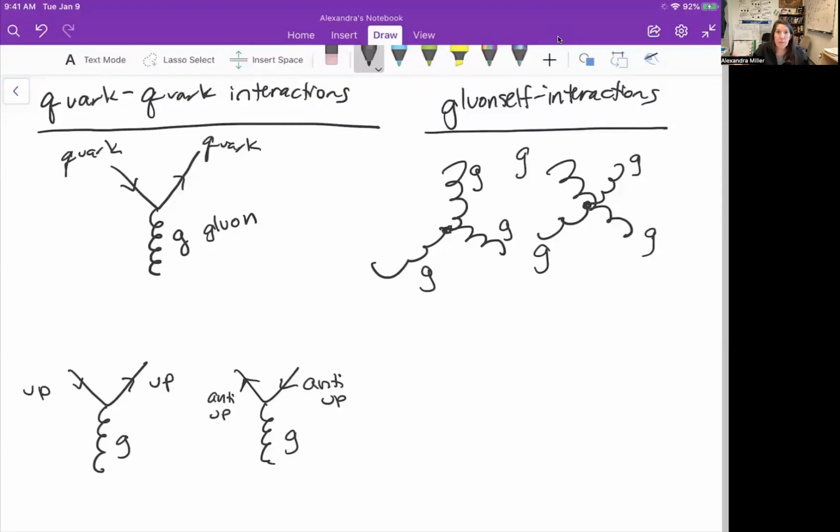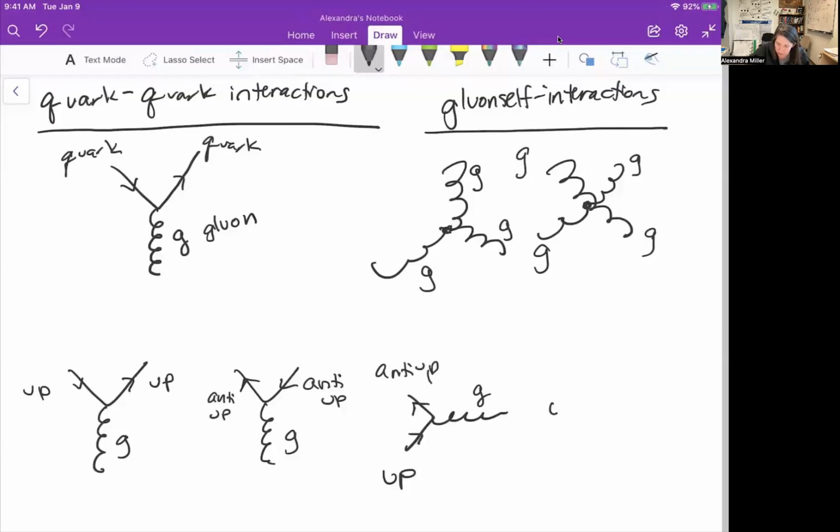Or again, these apply to any quark that you like. So it could be two bottoms in the first case, a bottom interacting with a gluon and then sending that bottom out, or it could be an anti-bottom scattering off a gluon and staying an anti-bottom. Or we could rotate them 90 degrees. Again, we have one arrow in, one arrow out always. And so this is an up and an anti-up, annihilating and turning into a gluon.